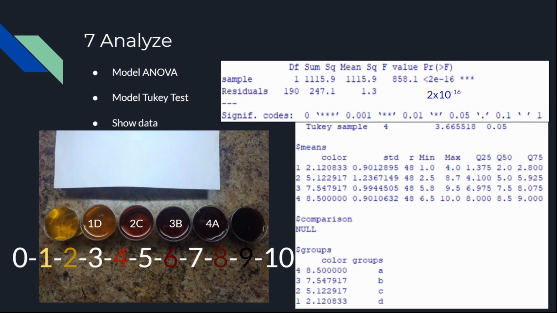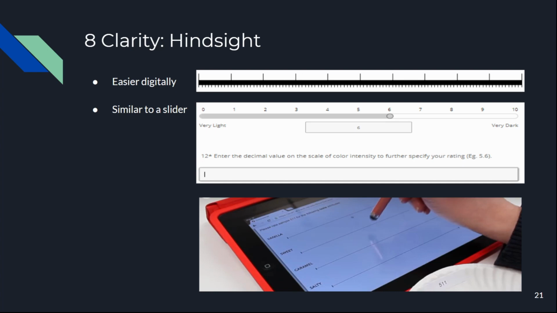So the program R did the ANOVA test. As we can see, the p-value is below 0.05, so one of the means is significantly different. A follow-up Tukey test was done, and it shows each sample was significantly different enough to deserve its own letter. We also see that the means of each syrup were pretty close to where they matched on our defined line scale. The standard deviation shows that each sample almost went a full 0.9 decimal place over from its defined place on the line. So in hindsight, a line scale is much easier digitally.